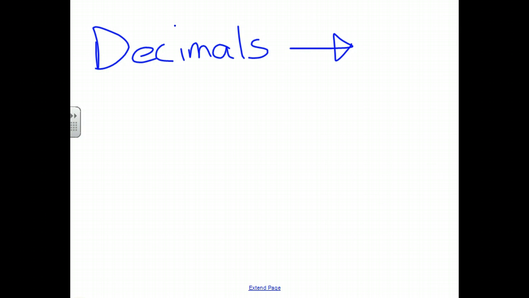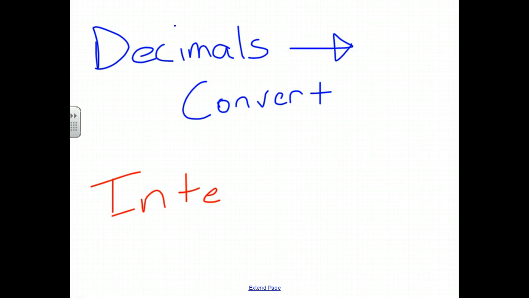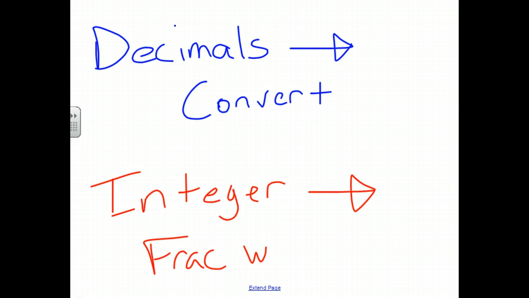So for decimals, all we have to do to see that any decimal that repeats or terminates is a rational number is just convert it to a fraction. And to see that any integer is a rational number, we just make it into a fraction with a denominator equal to 1, and the integer as the numerator.